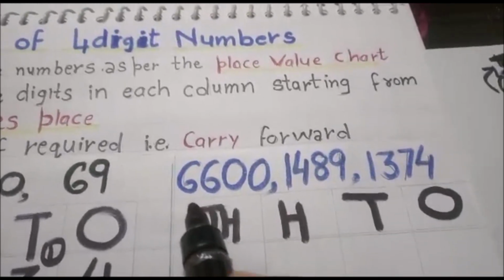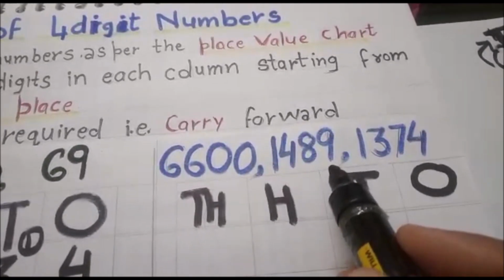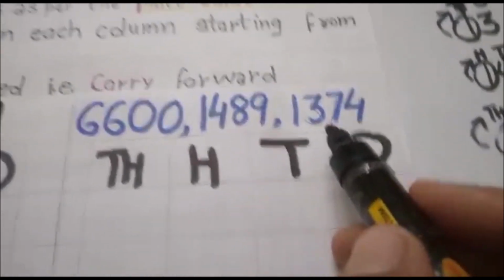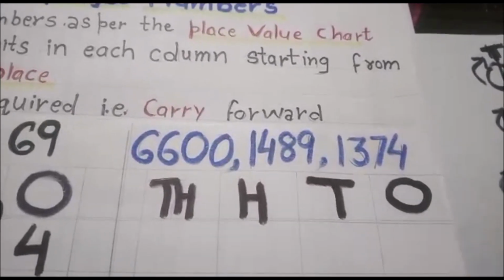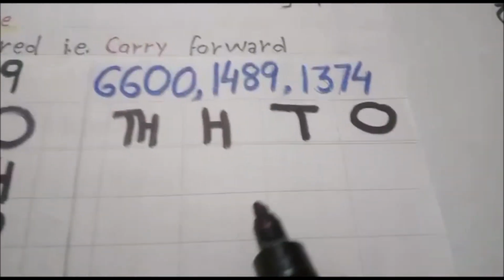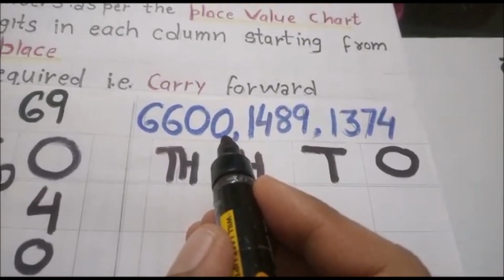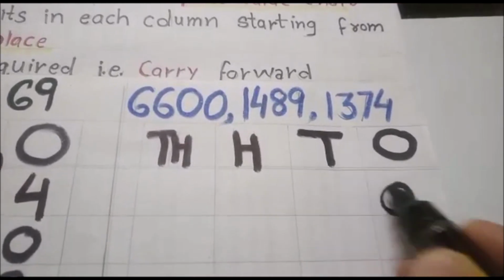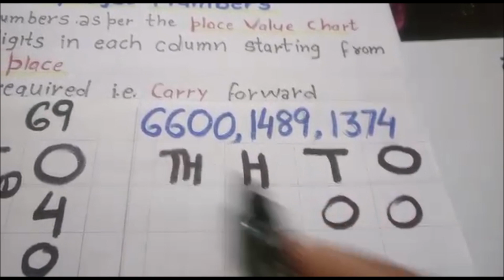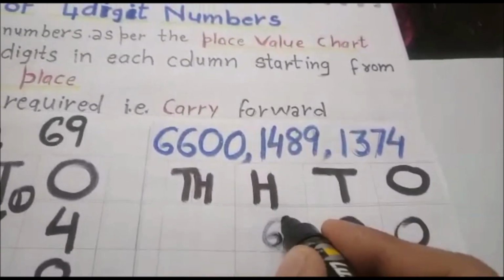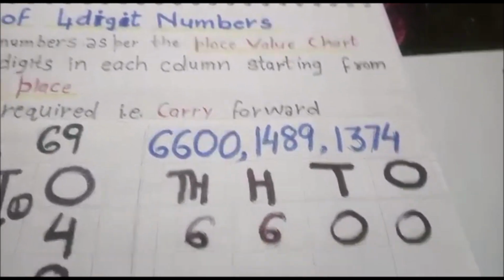Okay students. Now let us add these three numbers. We are having 6600. Second number is 1489. And third number is 1374. Okay. Now start adjusting under place value chart. First we are having ones place digit as 0. Then tens place digit as 0. Then hundred place digit as 6. And thousand place digit is also 6.